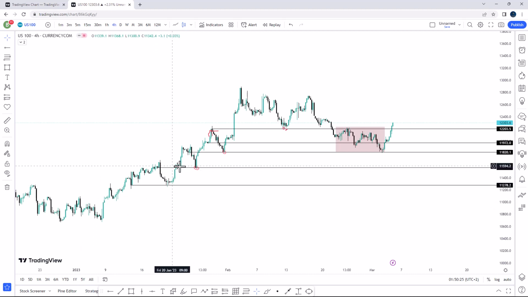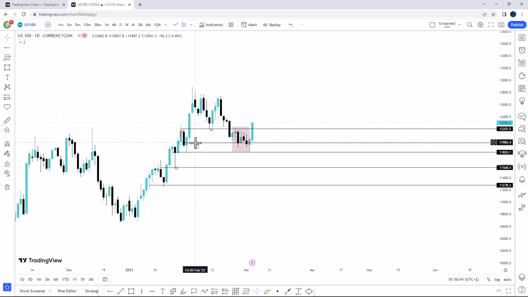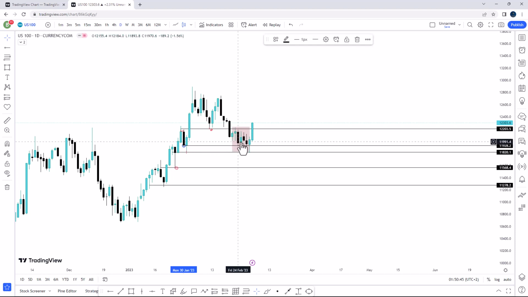Now we are adding this concept: why the market can perform a shallow pullback, a classic break and retest. Why is Nasdaq buying from here? Because you have a higher time frame rejection block right here. This is a rejection block. The market is buying from it. Right? So I hope you understand this.